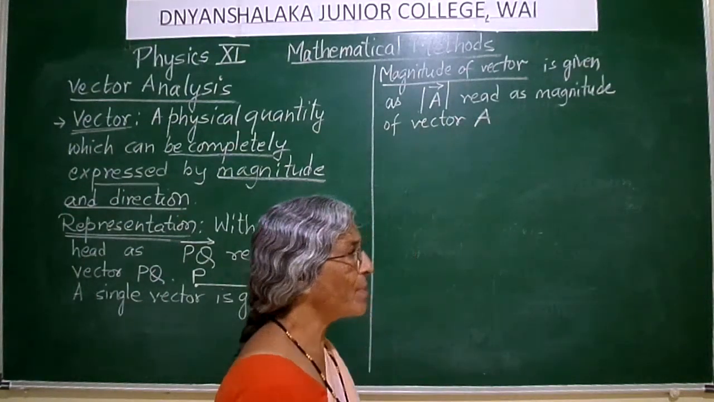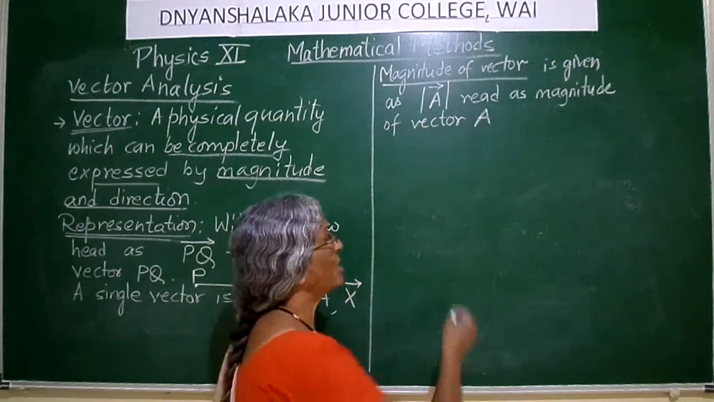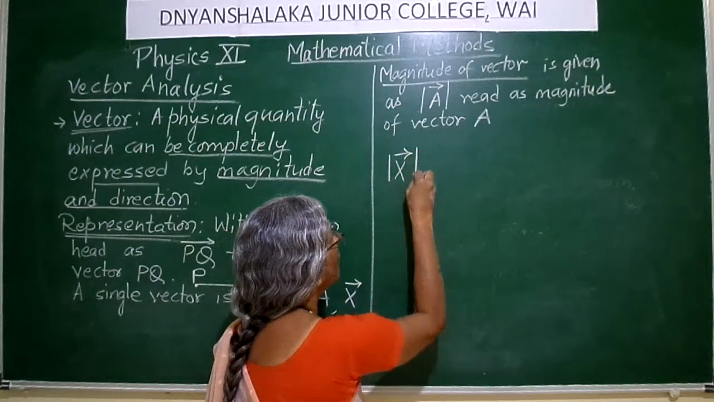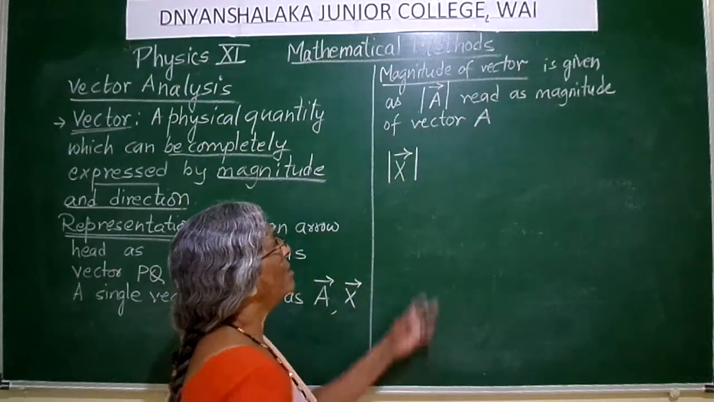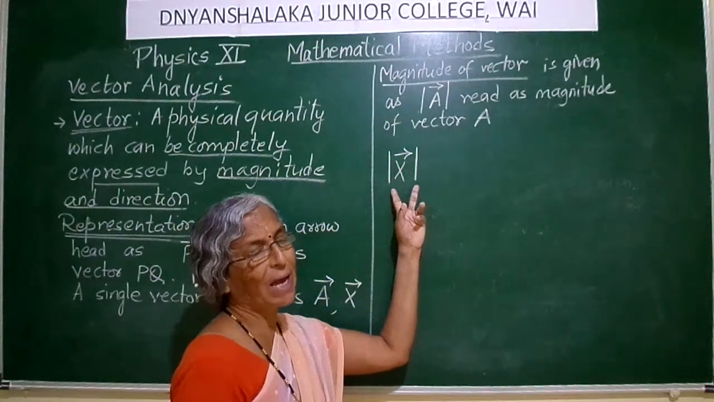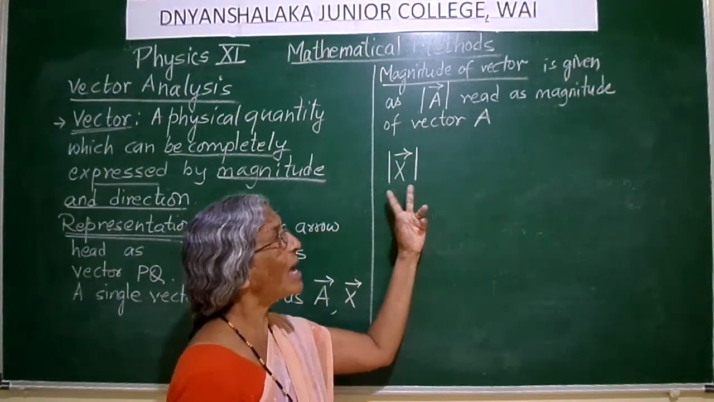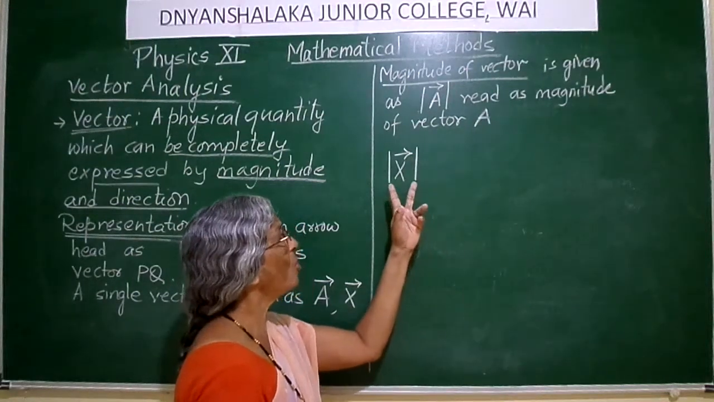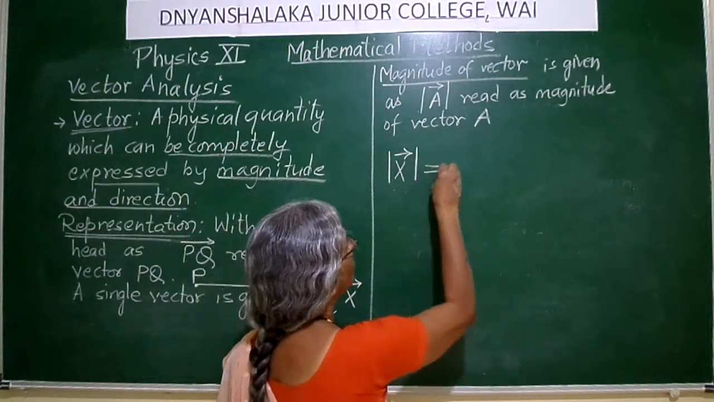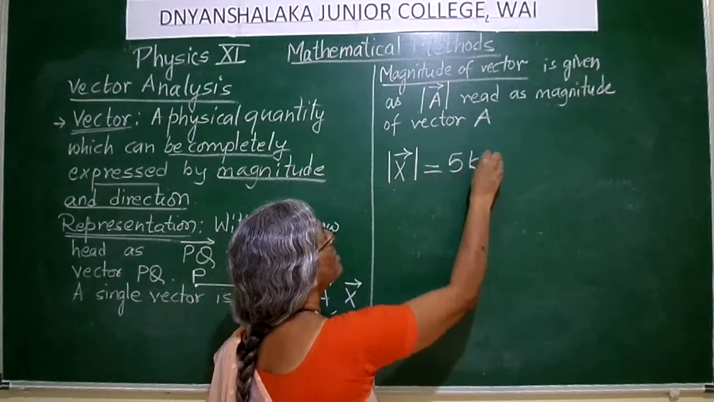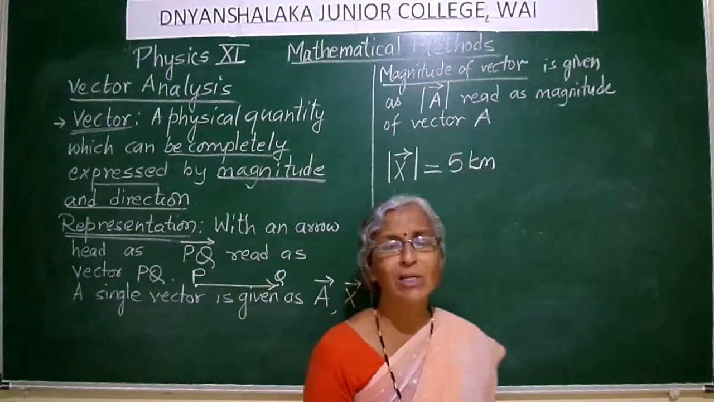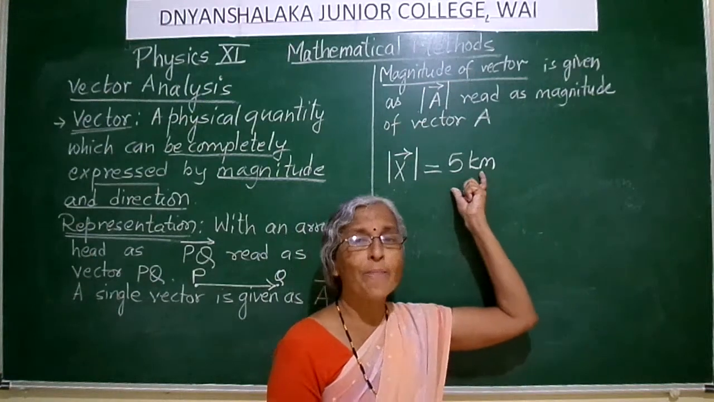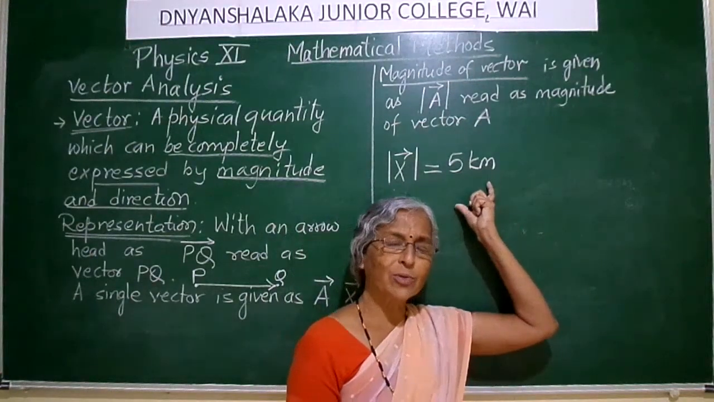Say for example, you have to express displacement vector X in terms of its magnitude. Then I will write this as the magnitude of displacement vector X. Say that vector I am representing as vector X. So the magnitude of displacement vector X can be equal to how many kilometers? Say 5 kilometers, 1 kilometer, 1 centimeter, 1 millimeter, whatever it is. But this gives only the magnitude. Are you getting it, students?